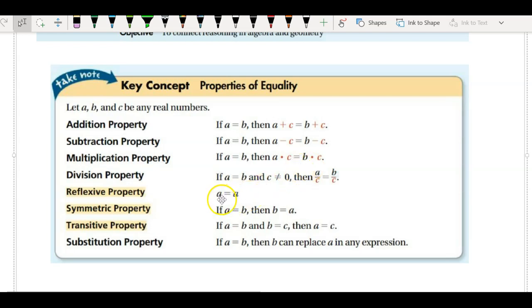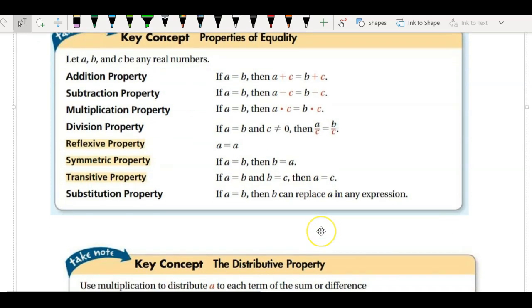So the reflexive property, it's like looking in the mirror. A is equal to A. The symmetric property: if A is equal to B, then B is equal to A. So the order that you put them does not matter. And the transitive property. This should look familiar because this is very similar to the law of syllogism. If A is equal to B and B is equal to C, then A is equal to C.